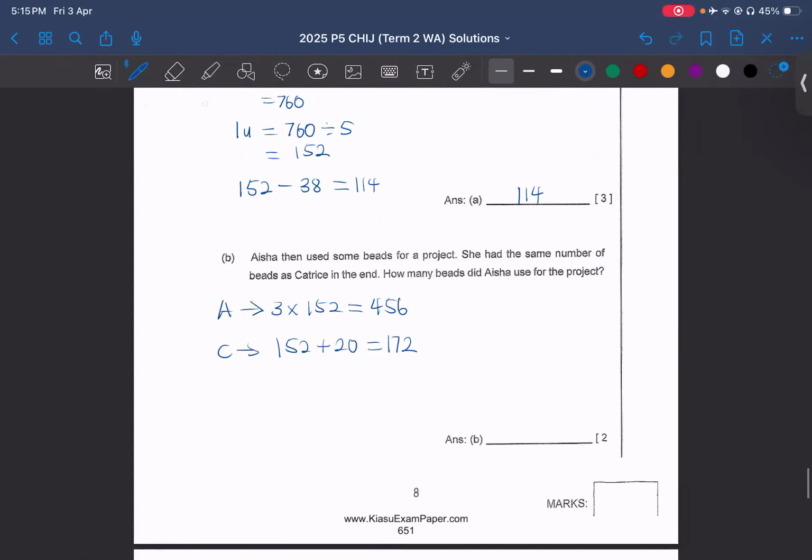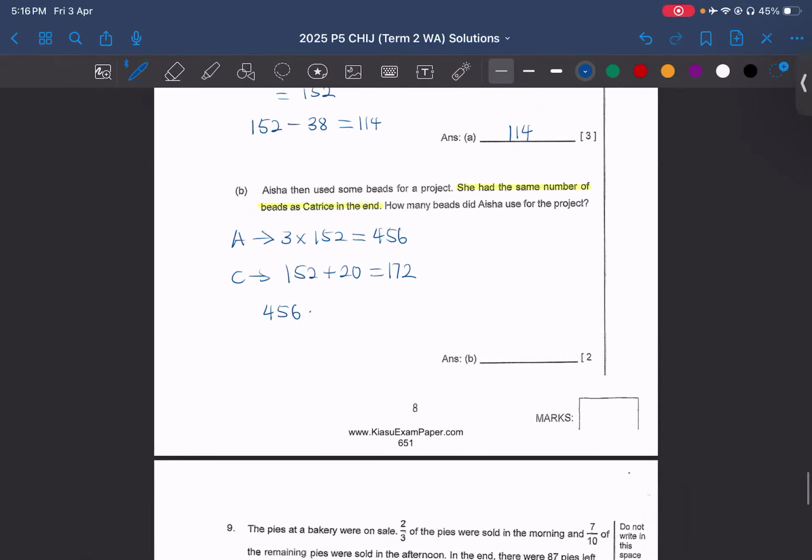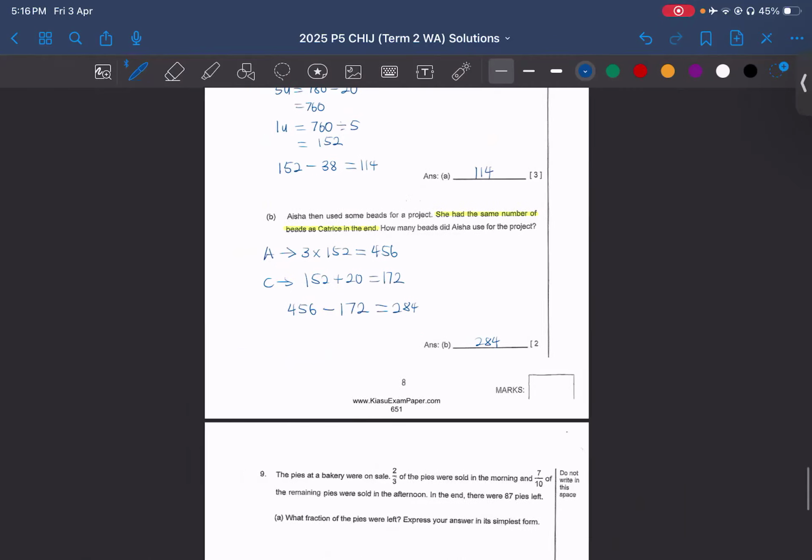So we know after Aisha used some beats for a project, she had the same number of beats as Catrice in the end. So Aisha will end up with 172 beats. Her original amount was 456 beats. To find how many beats she used for the project, take how much she had, 456, and subtract how much she has left in the end, which is 172. This gives me 284, which is your answer for part B, 284.